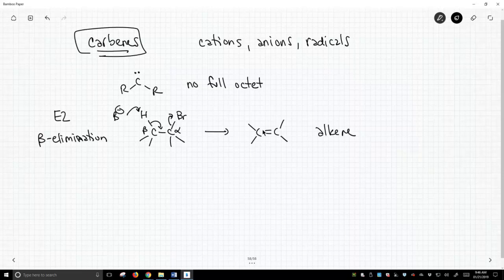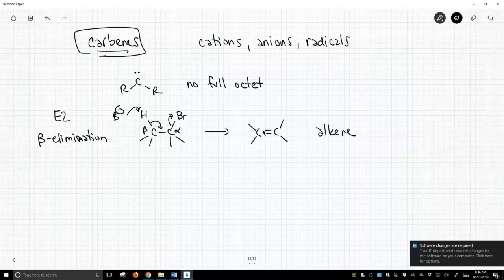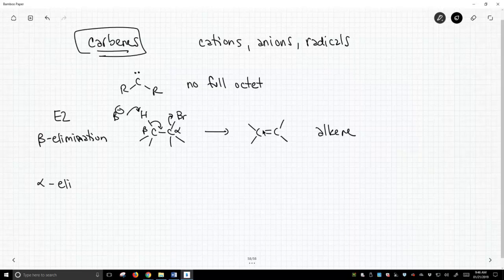And how did that reaction work? Well, we removed a beta hydrogen, so sometimes people call that a beta elimination. Now let's talk about a different yet related process, and that is an alpha elimination.